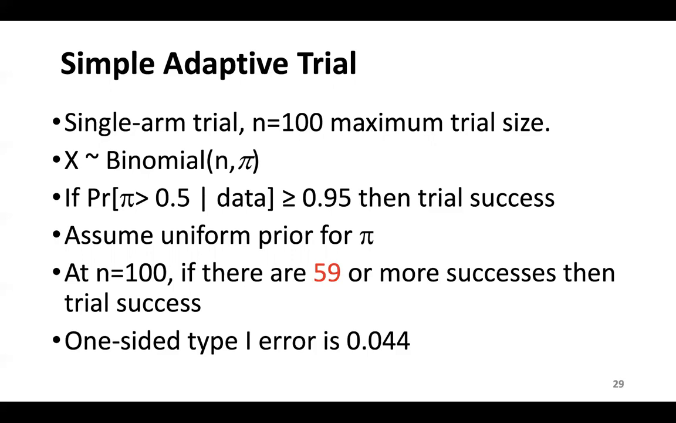If at 100 patients, we can calculate for every one of these values which values of X we would reject the null. We would need to see 59 or more successes in order to meet that criterion and reject the null. That has a one-sided type 1 error rate of 4.4%. What does that mean? That means the probability, if the true rate is 50%, if we're flipping a fair coin, the probability of seeing 59 or more successes on 100 tosses is 4.4%.